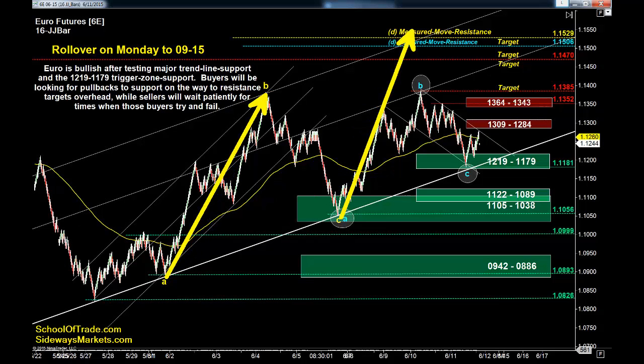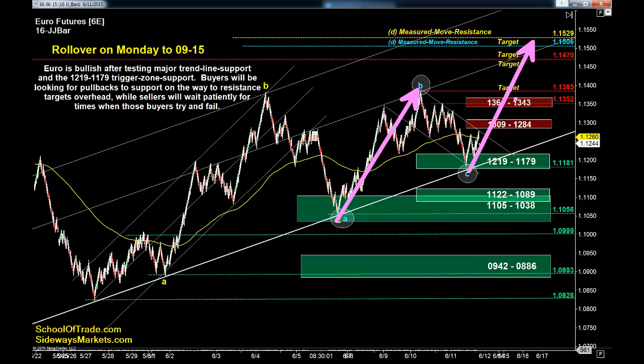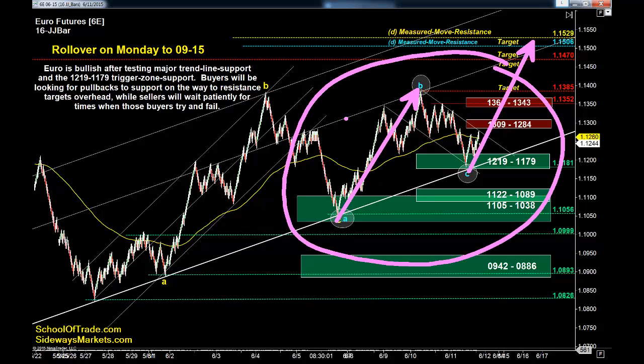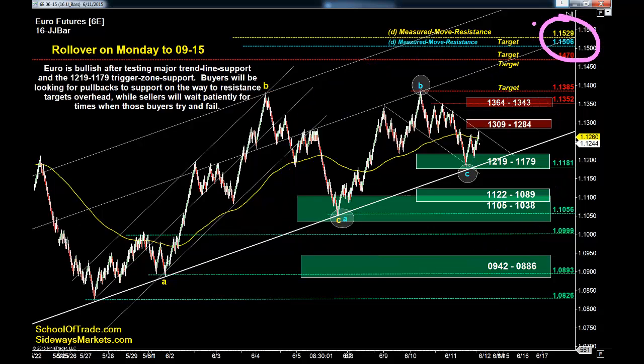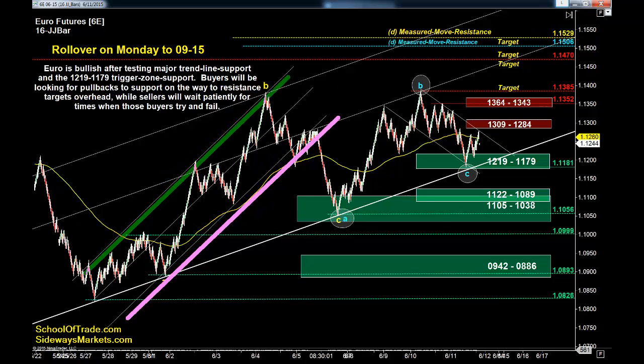A, B, C, D, big one. And then, of course, the smaller one, right? A, B, C, D. This little one, what is that called? Magenta, pink, right? That color, the measured move resistance right about 1500, I think is the most important. And it comes off of this channel back here. That channel actually tells me that this measured move is really important.